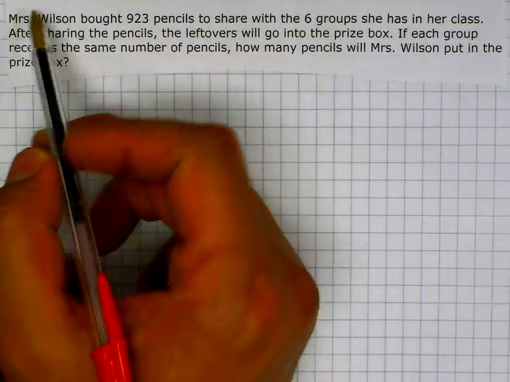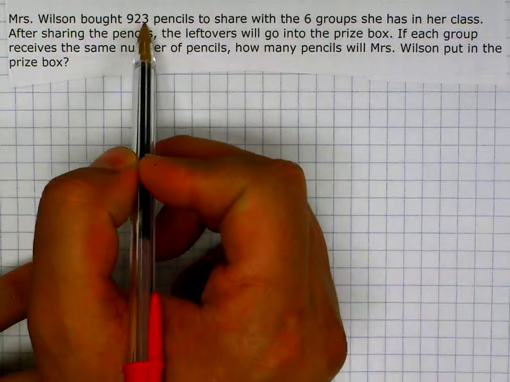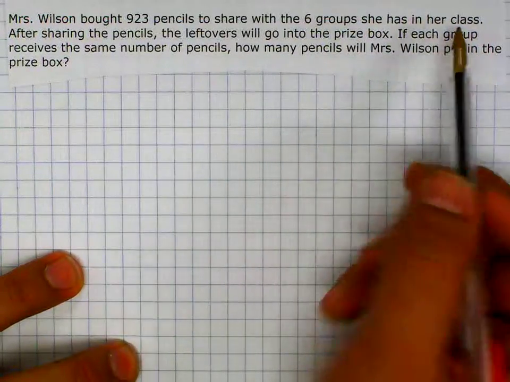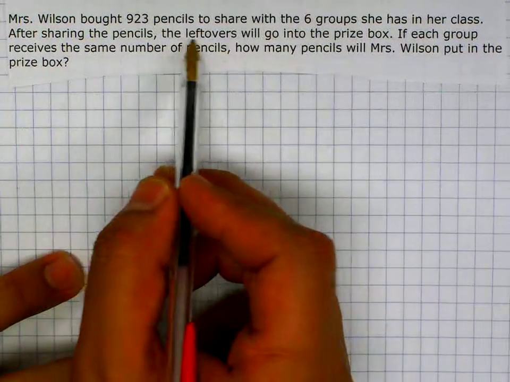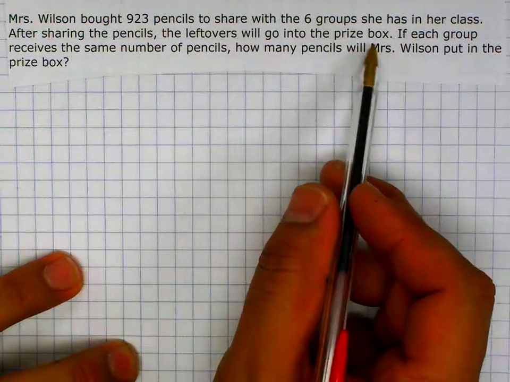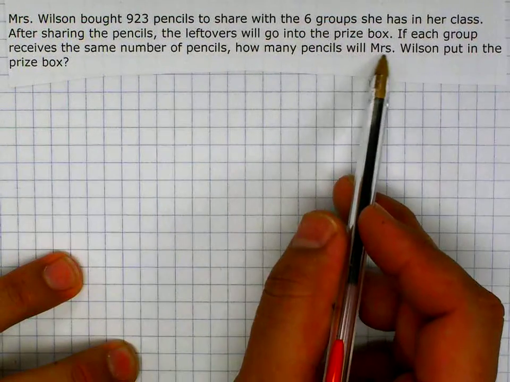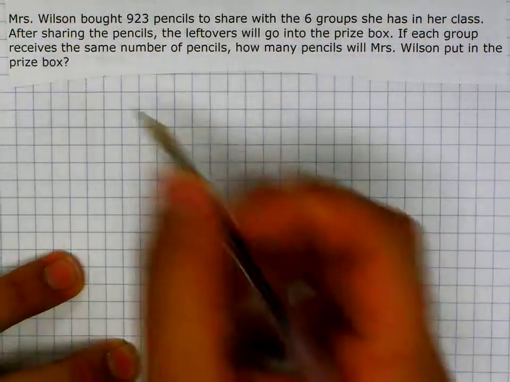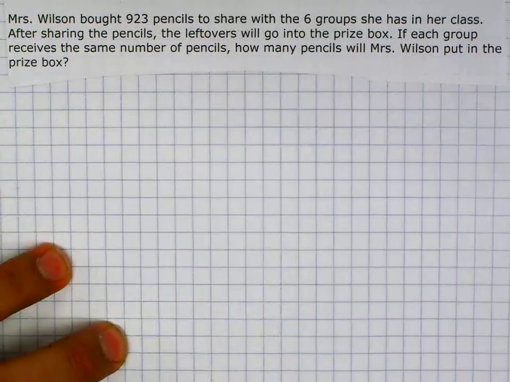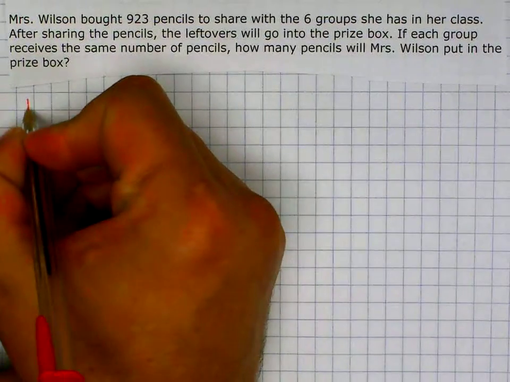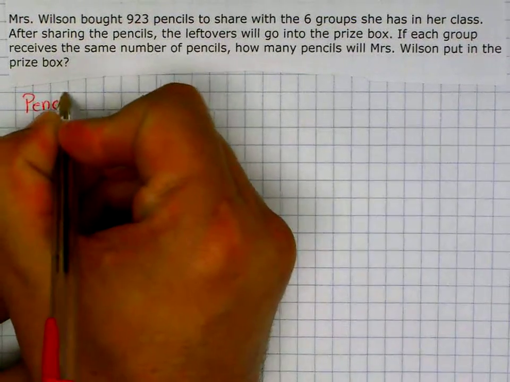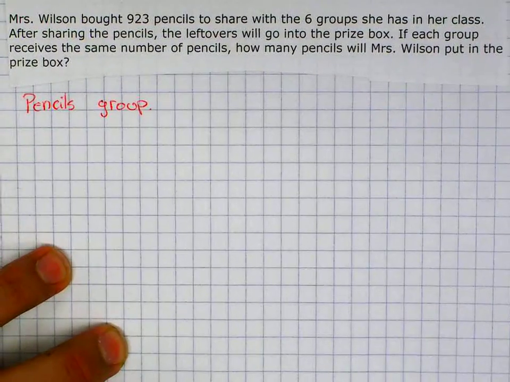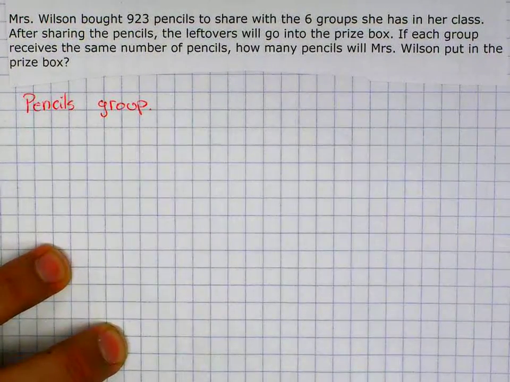Okay? So Mrs. Wilson bought 923 pencils to share with the 6 groups she has in her class. After sharing the pencils, the leftovers will go into the prize box. How many pencils will Mrs. Wilson put in the prize box? What are the two things that I need? I need pencils and groups. Okay. Been using all along to solve multiplication and division problems.